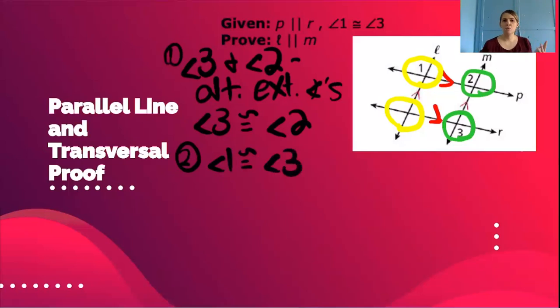So now, weeding through the information that I have, if I know that angle 3 is congruent to angle 2, and I know that angle 1 is congruent to angle 3, then I can go ahead and say that angle 1 is congruent to angle 2 because of the transitive property.